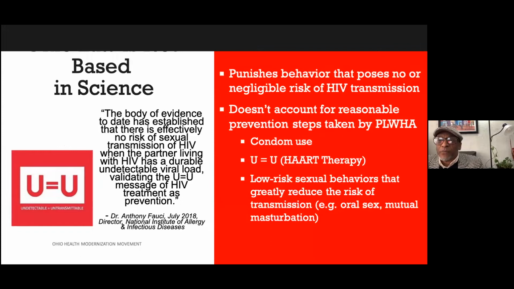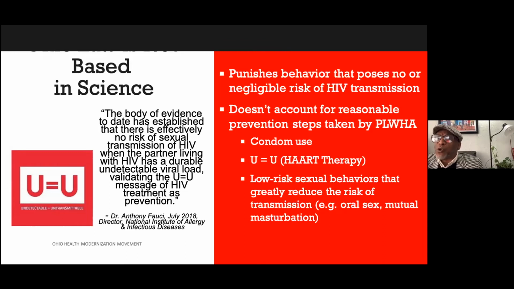Now, the basic science, the body of evidence to date, has established that there is effectively no risk of sexually transmitting HIV when the partner living with HIV has a durable, undetectable viral load. This is called U equals U, and there are several studies that substantiate this. If a person has two or more tests of undetectable viral load, the science is clear. It's zero risk in transmitting the virus to their sexual partners. Now, we all know that there are other STIs out there, but as it relates to HIV, the U equals U movement is a feel-good moment for people living with HIV. It changes the way we feel about ourselves, as well as the way the public perceives us.